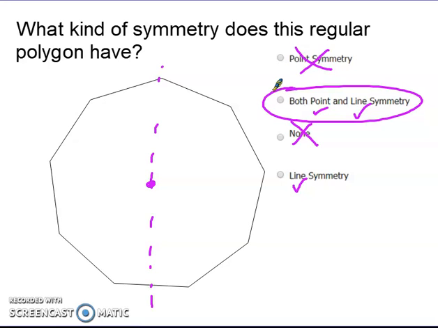One major thing to keep in mind, if you have a regular polygon, and it has to say the word regular, it will always have both point and line symmetry. Any regular polygon. If it is just a polygon and it does not say the word regular, you cannot assume that it has that. You have to actually find it out.